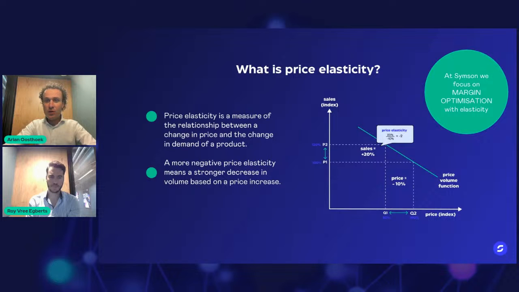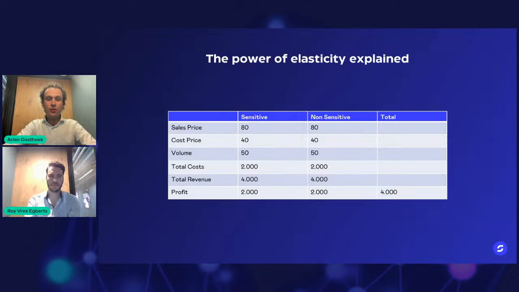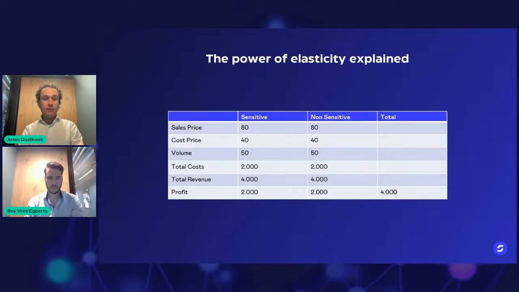To explain this margin optimization with an example, I would like to use the next slide, where we have two products, which we treat actually the same. So we have a non-sensitive item and we have a sensitive item, and both have the same sales price for now. Let's make it easy. Both have the same sales price of 80. They have the same cost price of 40. And also, to make it easy, they have the same volume of 50 units per month.